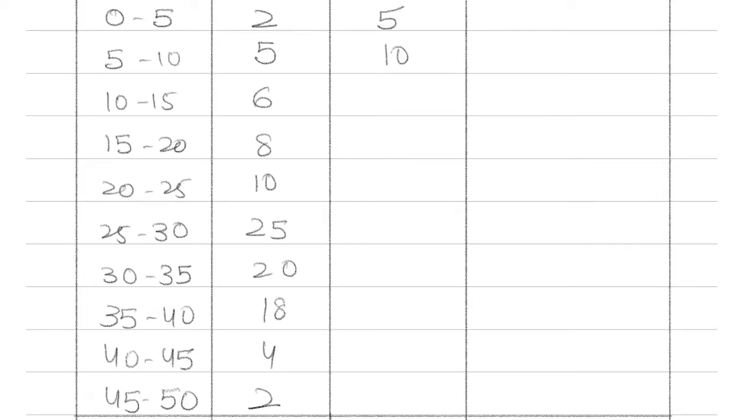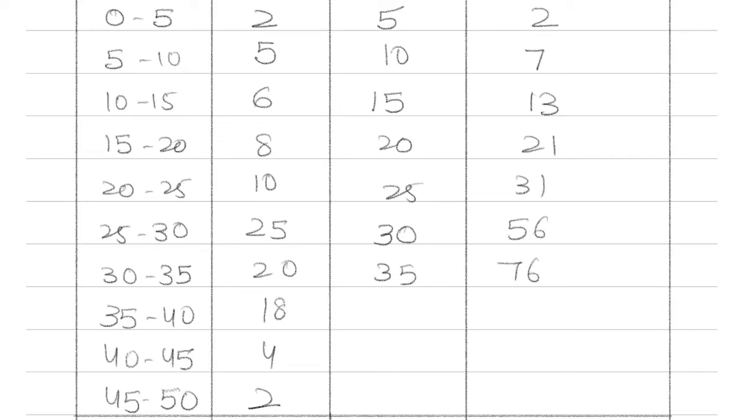Less than 5 we have 2 students, then less than 10 we have 7 students, less than 15 we have 13 students, less than 20 we have 21 students, less than 25 we have 31 students, less than 30 we have 56 students, less than 35 we have 76 students, less than 40 we have 94 students, less than 45 we have 98 students, and less than 50 we have 100 students.